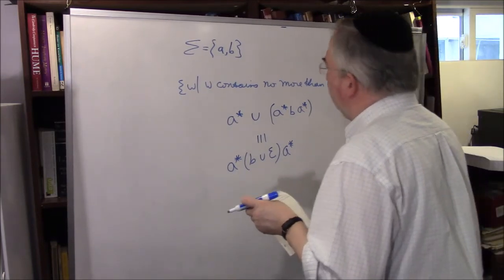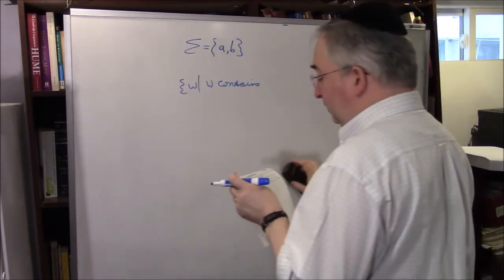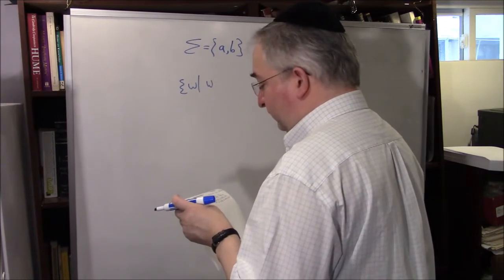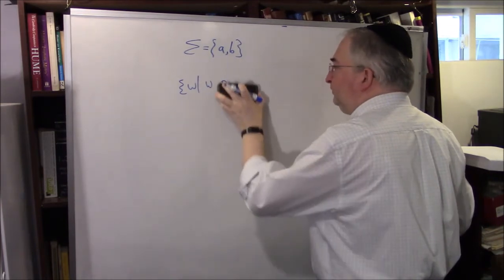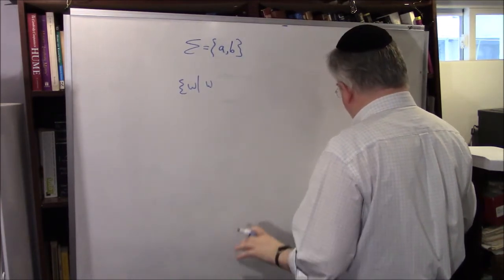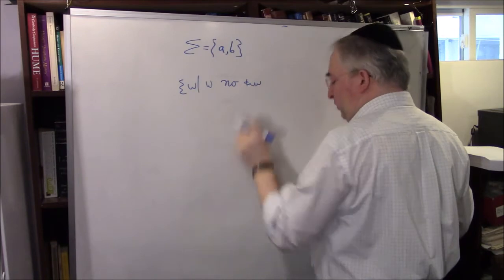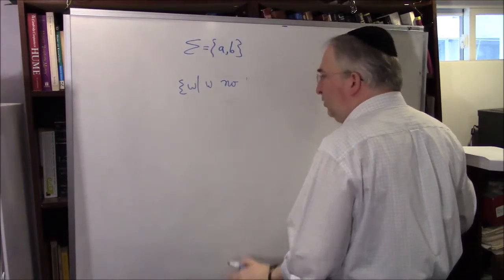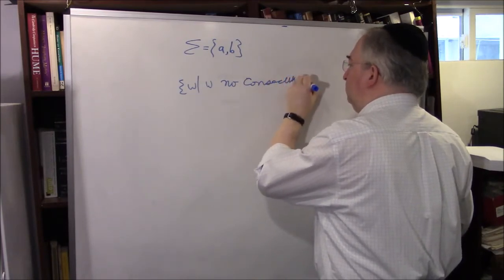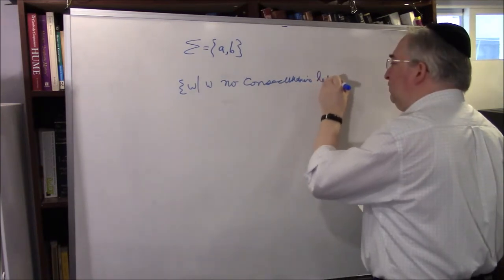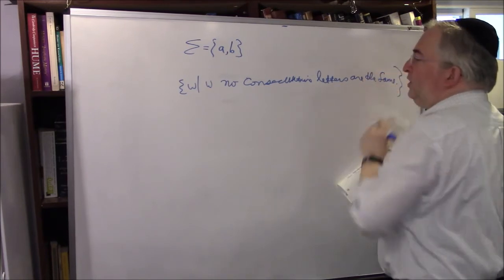Okay. Great. Another problem from another book. W such that no two, let's leave out 2, consecutive letters are the same. No consecutive letters are the same.